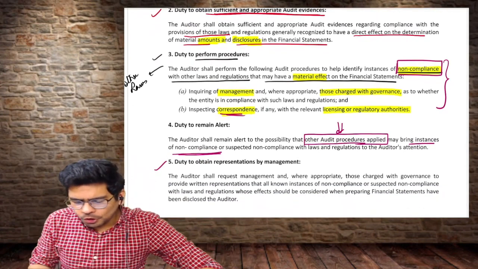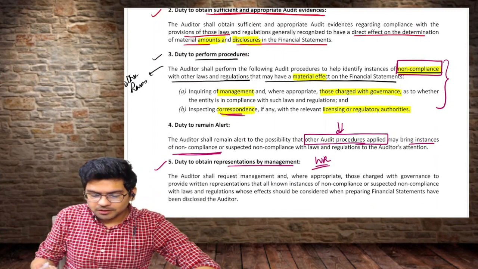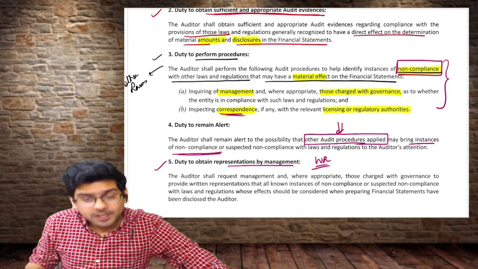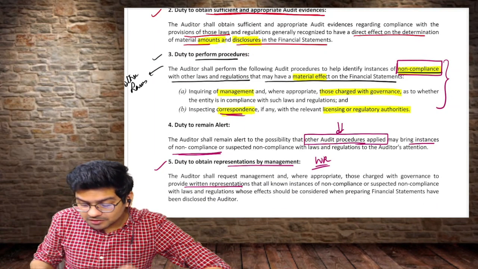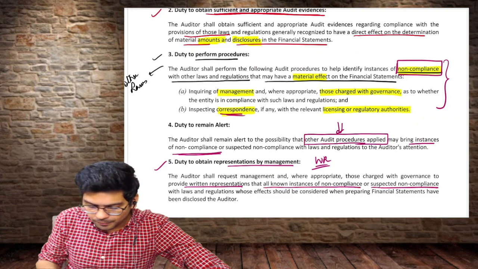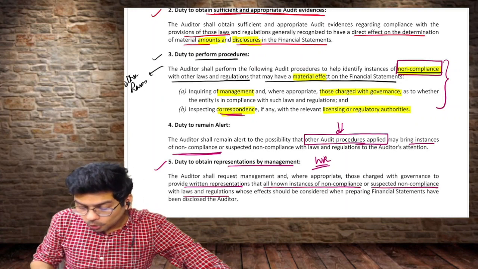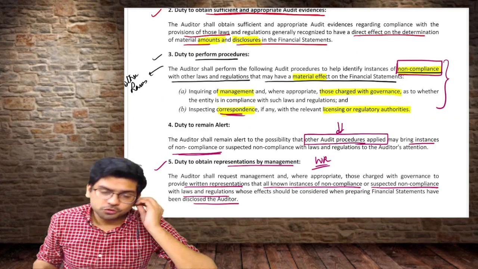Finally, the fifth point: duty to obtain representations by management. This is nothing but written representations. The auditor shall request management and, where appropriate, TCWG to provide written representations that all known instances of non-compliance or suspected non-compliance with laws and regulations whose effect should be considered when preparing financial statements have been disclosed to the auditor.